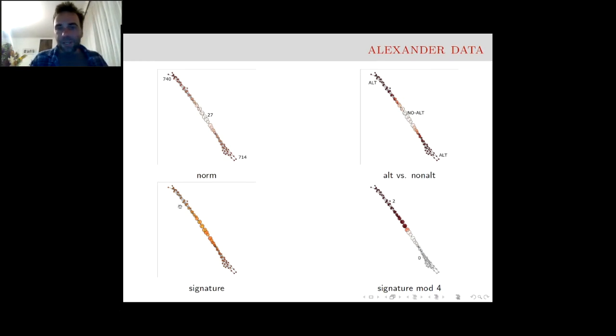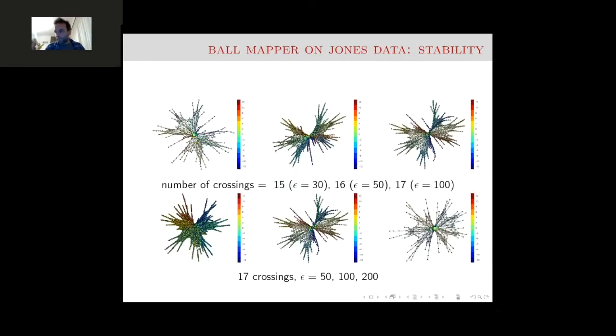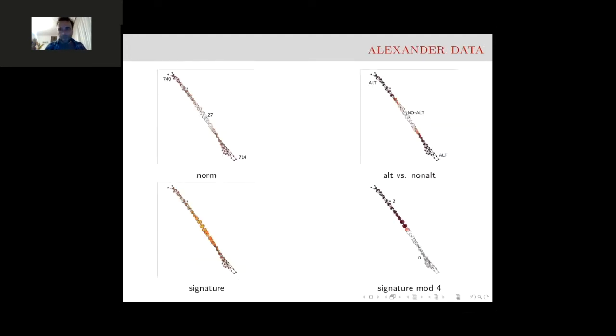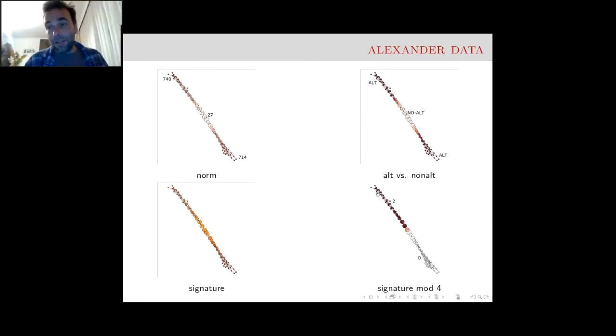We can color it by signature, and we don't see such a nice structure as we did see for the Jones polynomial. I see there is a considerable delay. I hope you are able to see. We can color by signature mod 4, and there's apparently, as Radmila told me, a folklore result saying that the knots that have signature mod 2 equals 0 are on one side, and signature mod 2 equals 1 on the other side, and we do see it in the Mapper algorithm.